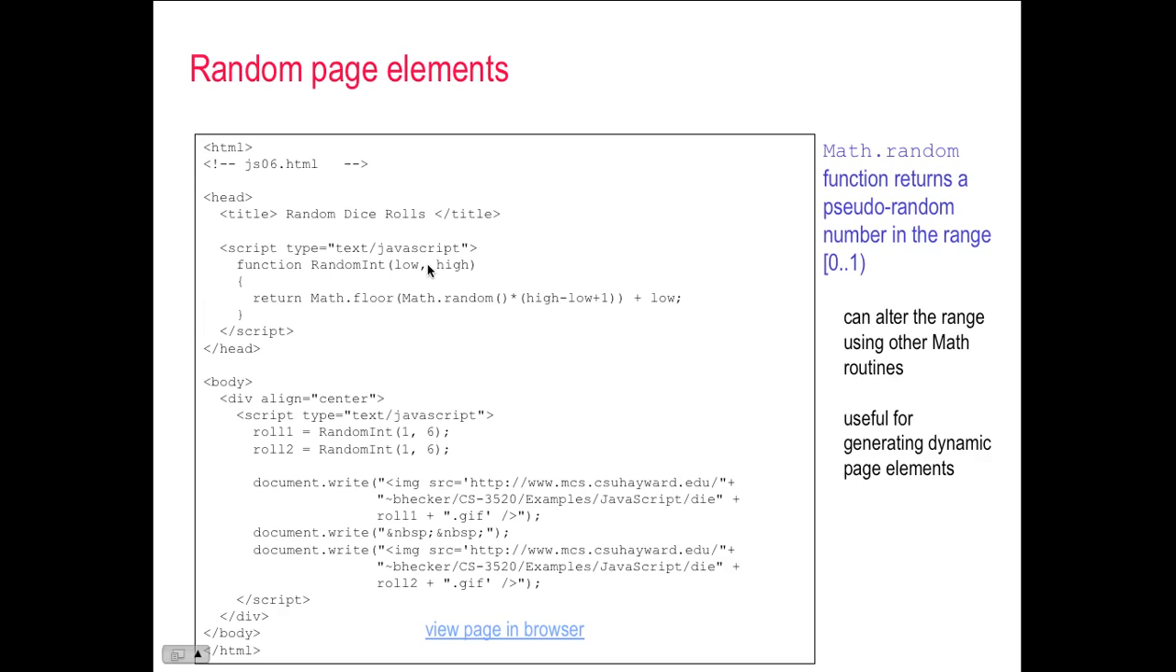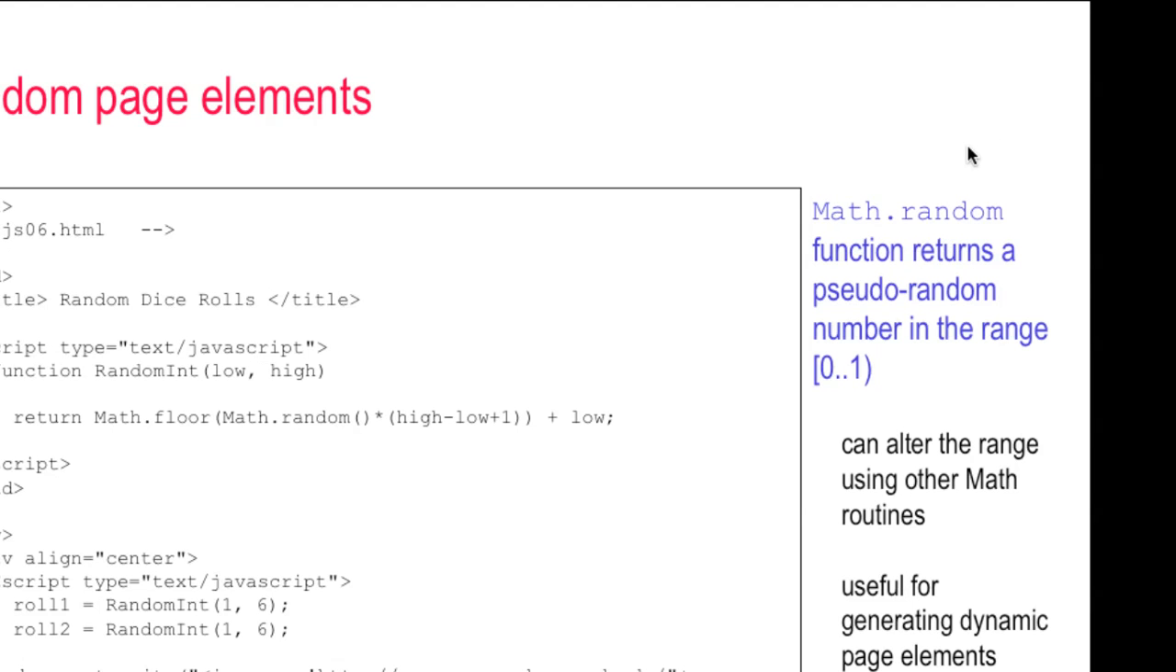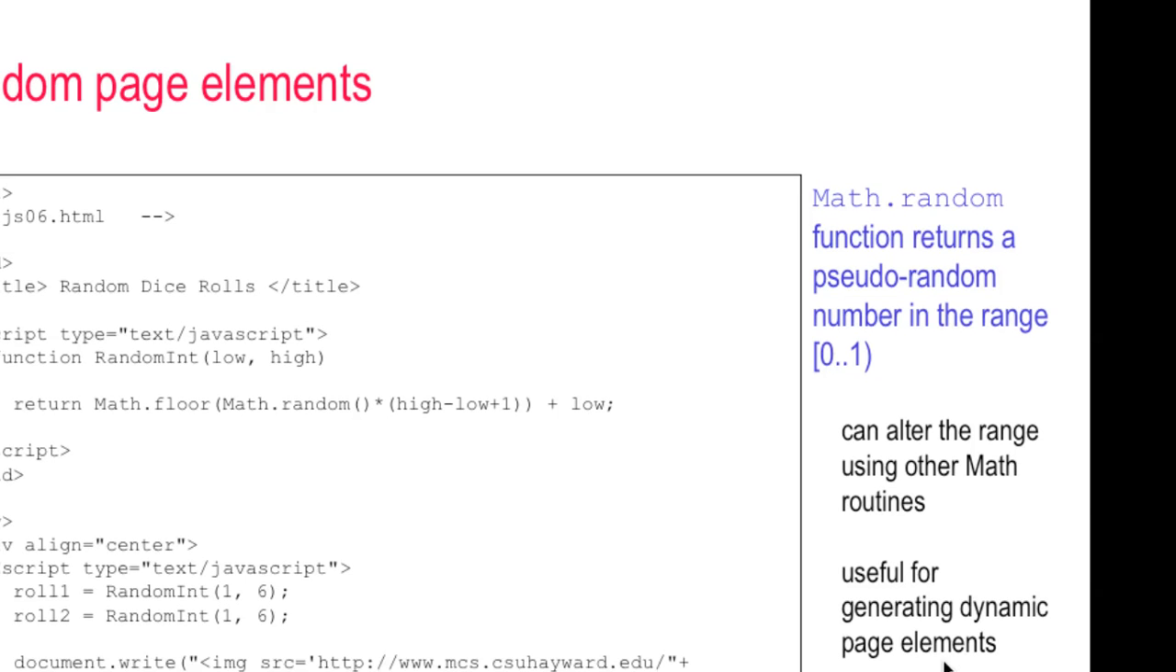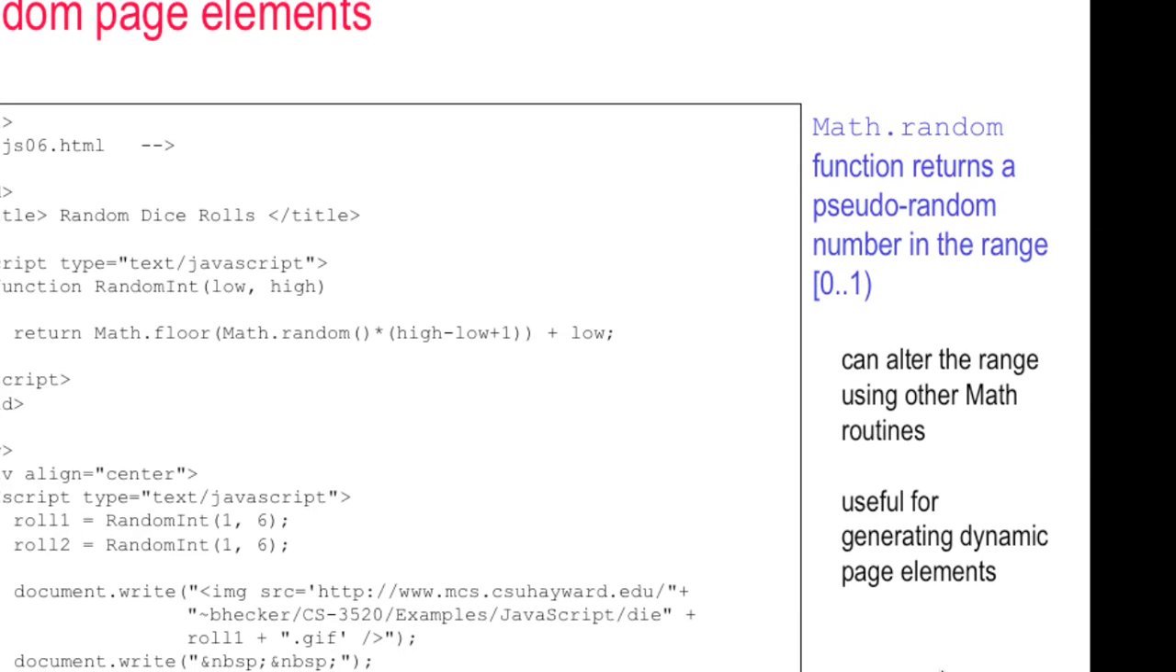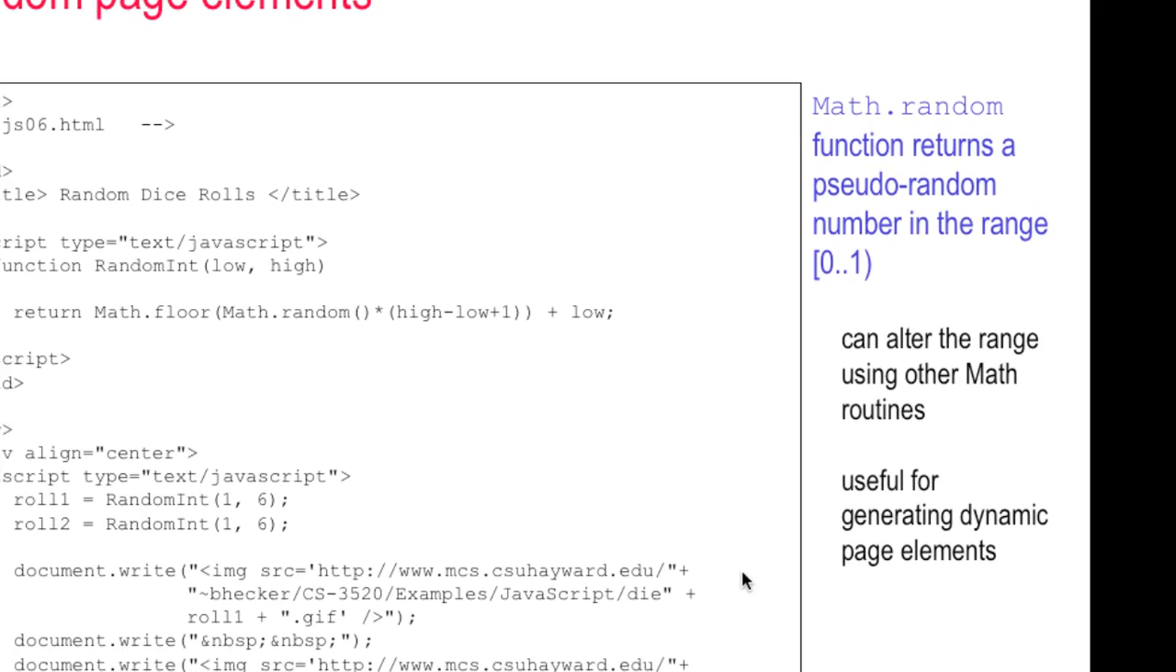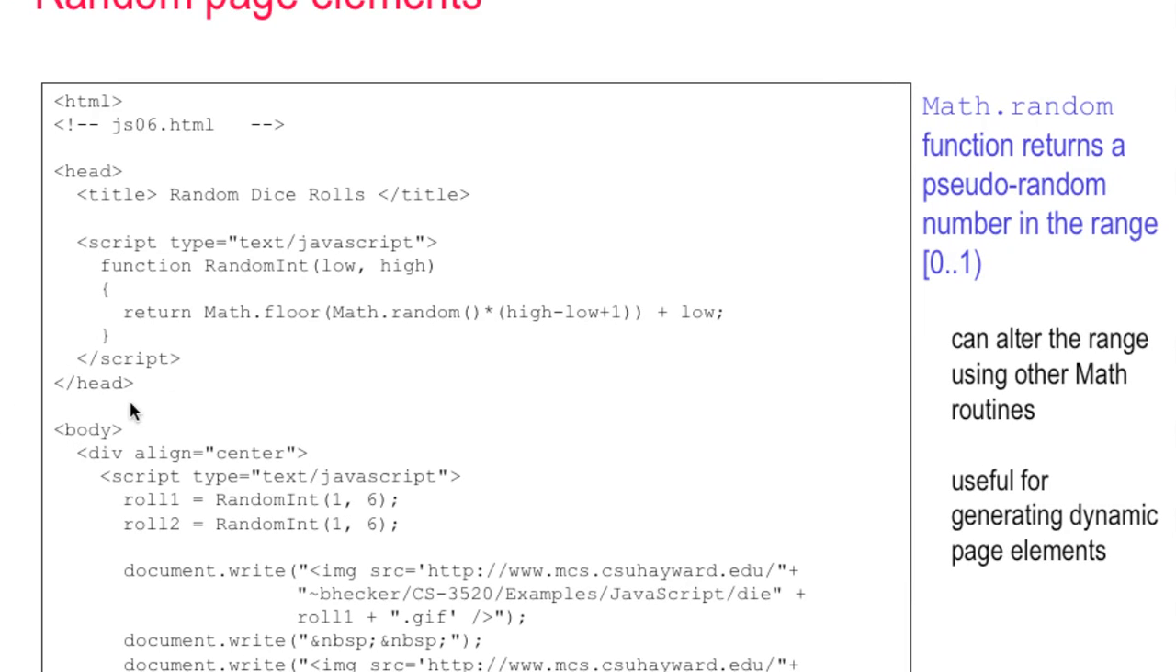Alright, so here's random page elements. Math.random. Well, if you're doing the guessing game, this comes in handy when you're trying to create functionality. So math.random returns a pseudo-random number in the range from 0 to something, depending upon the range that you give it. So you can alter the range using other math routines, useful for generating dynamic page elements.